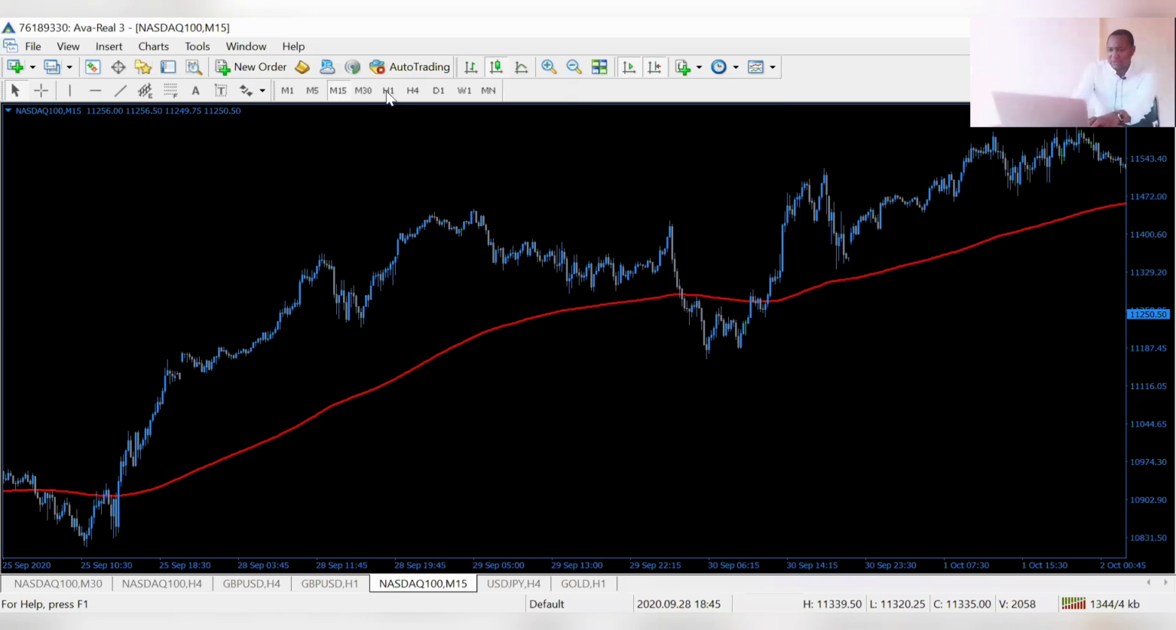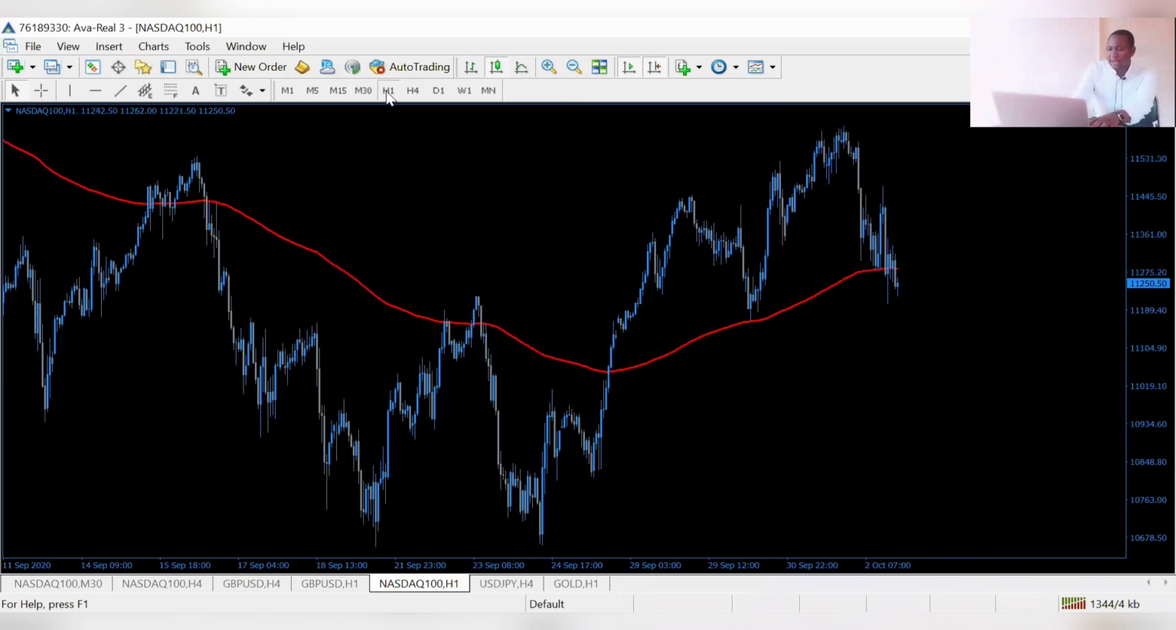I just want to go to a 1 hour time frame, because that's where I get to trade with this moving average, because it shows me where it actually gives me a perfect entry based on the candlesticks that I'm seeing. So guys, this strategy works good with candlesticks, and I did a video about that, so go check it out. I'll put it in the description of the video.